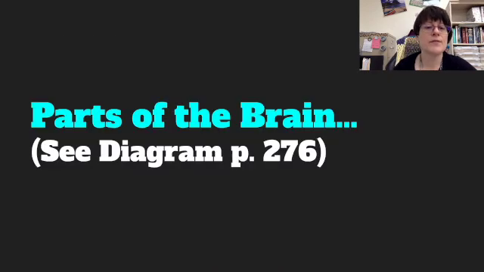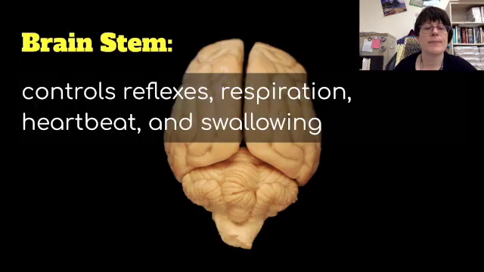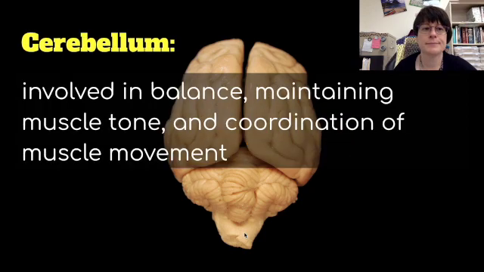So the parts of the brain. The first part of the brain is the brainstem. That is this part down here. It controls reflexes, respiration, heartbeat, and swallowing. So a lot of things you really do not think about are controlled by the brainstem.